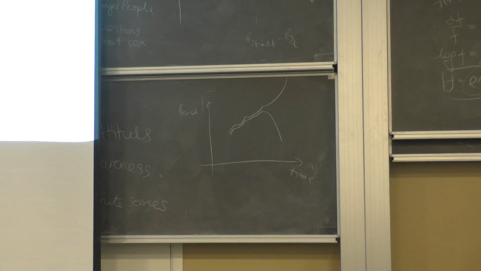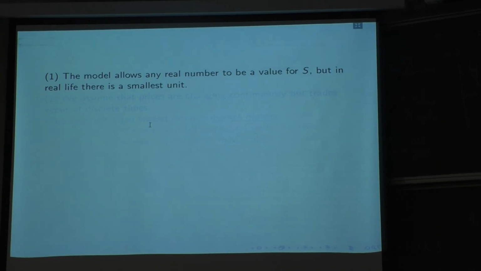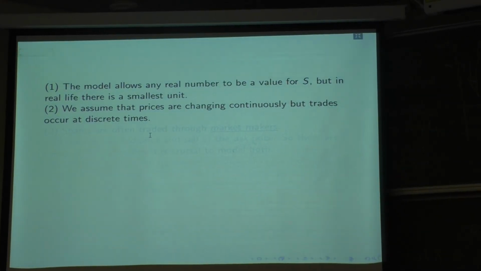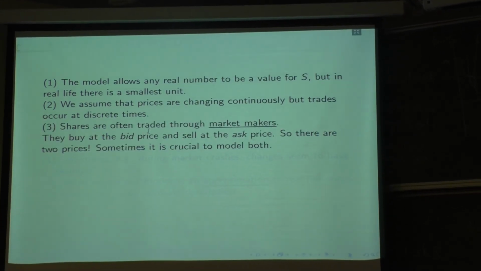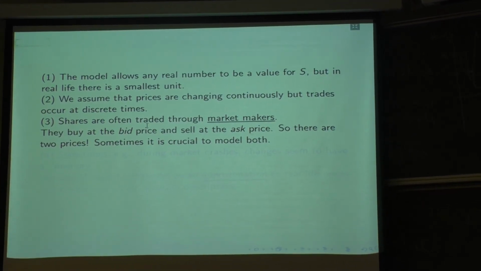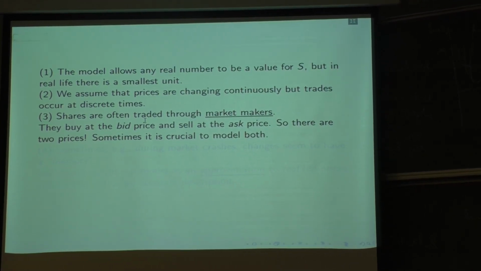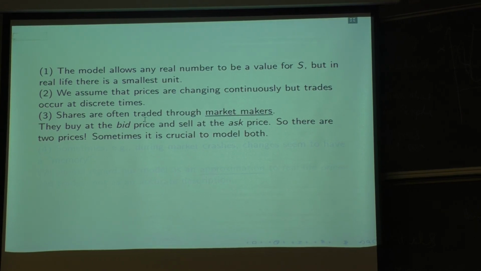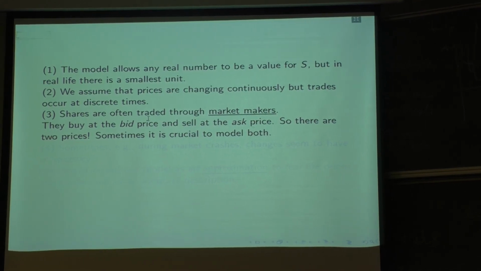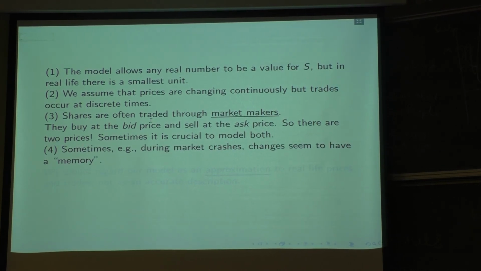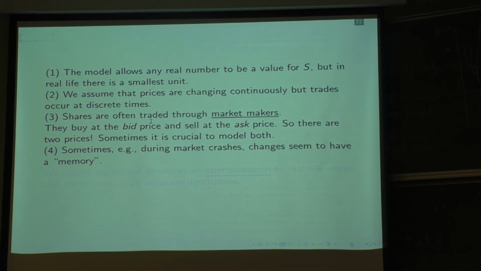Okay, so let me repeat myself. In the real world, there's a smallest unit of change in price, the price changes not continuously but discretely, and there are bid prices and ask prices. We're going to model only one of these, one price. We're going to pretend that there's only one price. And the more serious problem with the model is what before I praised as a good property of the model, which is this: normally, in normal times, prices have no memory.